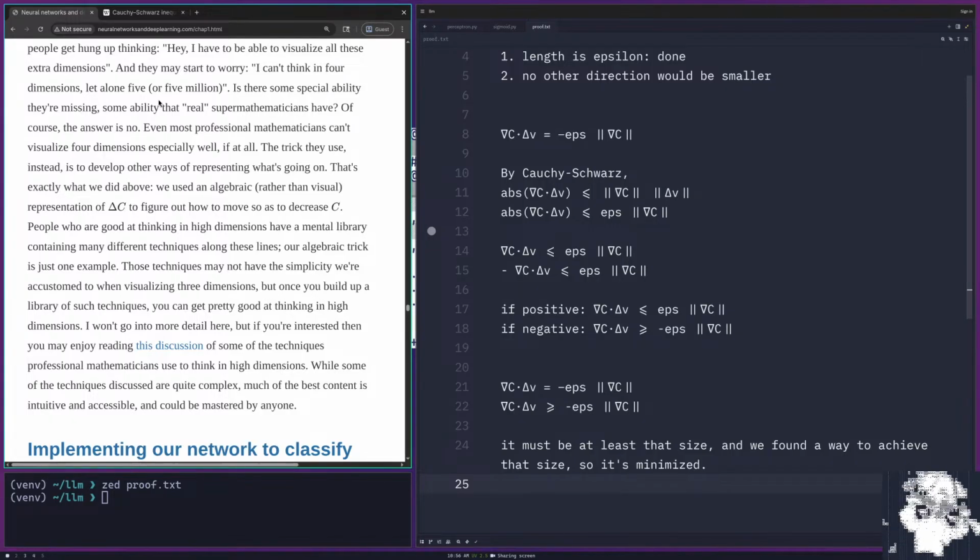Of course the answer is no. Even most professional mathematicians can't visualize 4 dimensions especially well, if at all. The trick they use, instead, is to develop other ways of representing what's going on. That's exactly what we did above. We used an algebraic rather than visual representation of delta C to figure out how to move so as to decrease C. People who are good at thinking in high dimensions have a mental library containing many different techniques along these lines. Our algebraic trick is just one example.